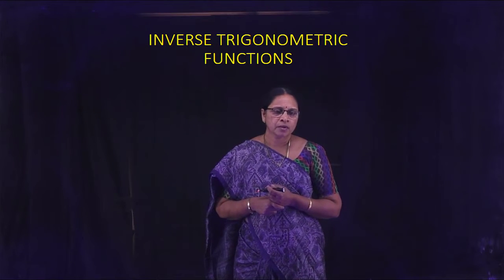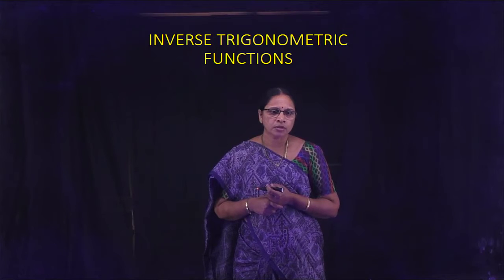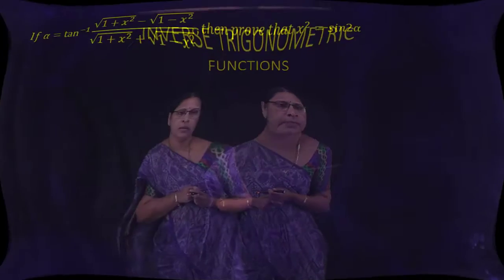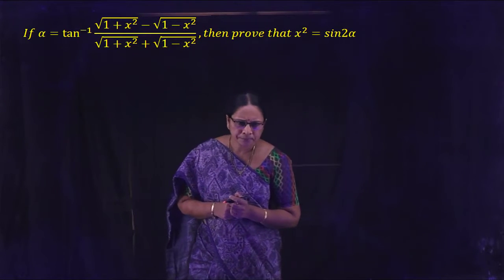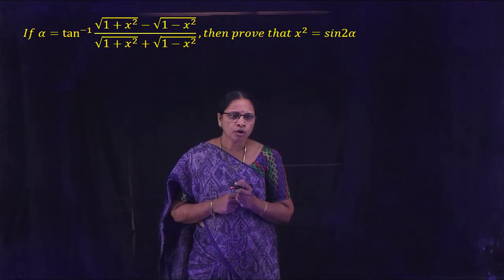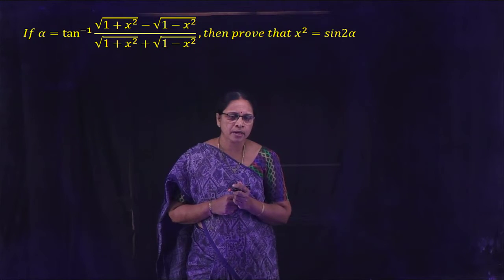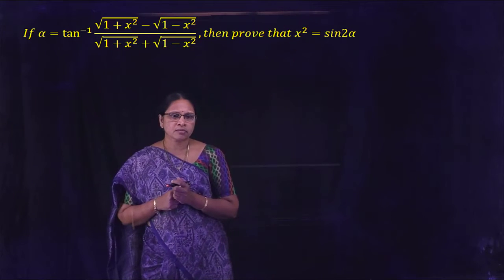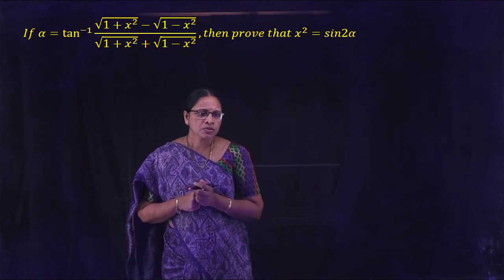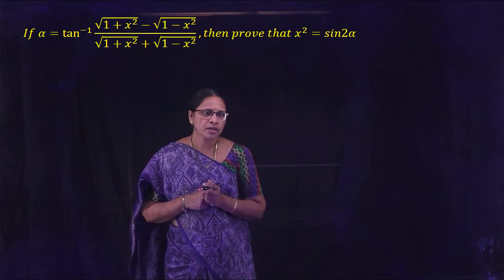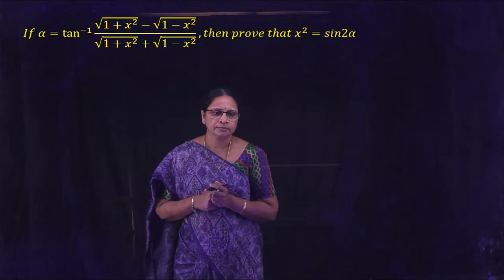In this session, I am going to discuss problems in the chapter inverse trigonometric functions. See the first problem. If alpha equal to tan inverse of root of 1 plus x square minus root of 1 minus x square by root of 1 plus x square plus root of 1 minus x square, then prove that x square is equal to sine 2 alpha.